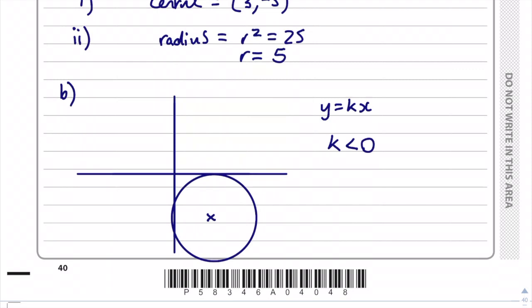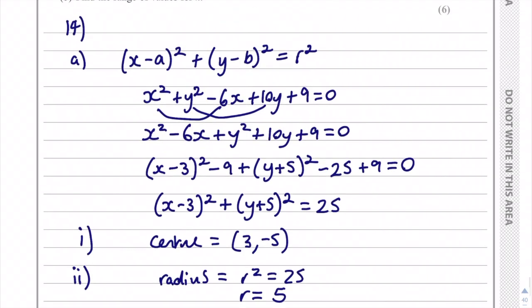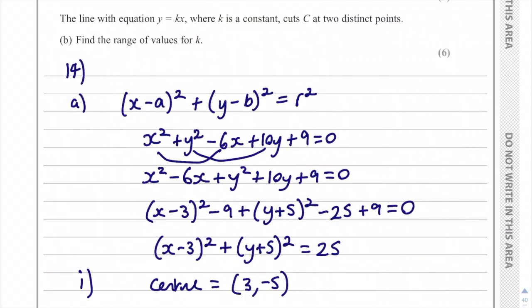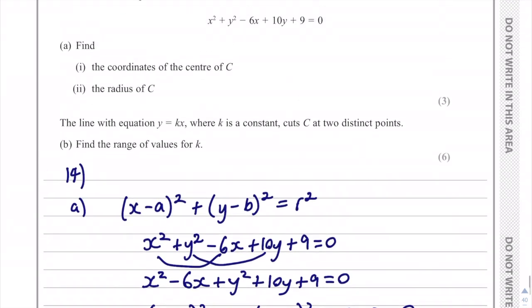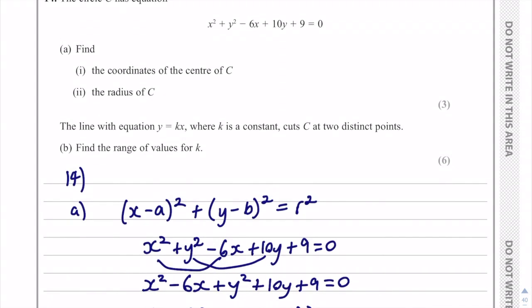Now k is also going to have to satisfy other values, and we can test what those other values are by using something called the discriminant. What we're going to have to do first is imagine that we're solving this simultaneously, so we're working out what our solutions are to x and y. So what I can do is substitute y equals kx into the equation of my circle.